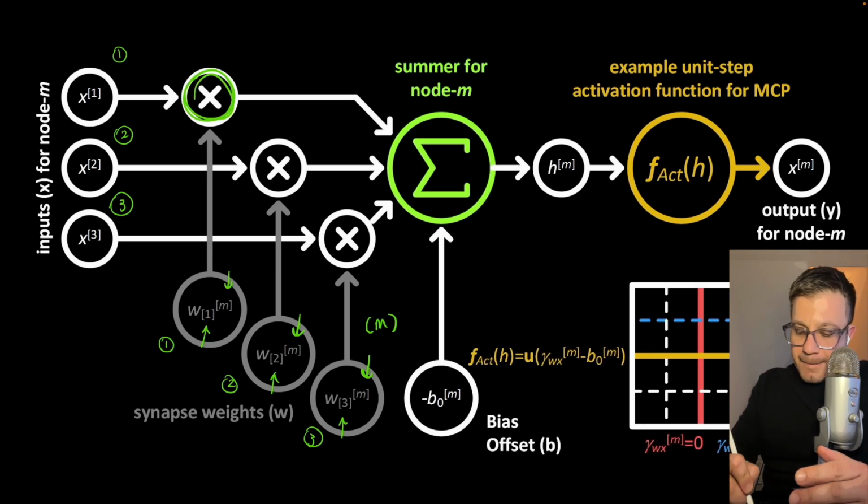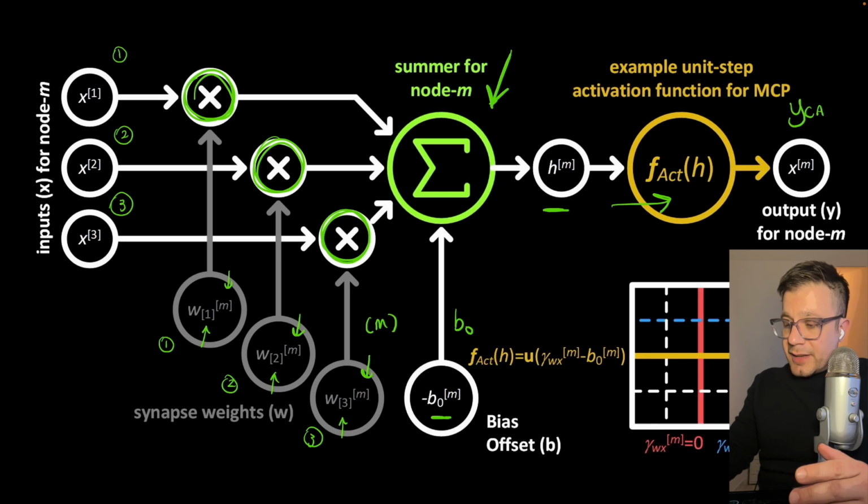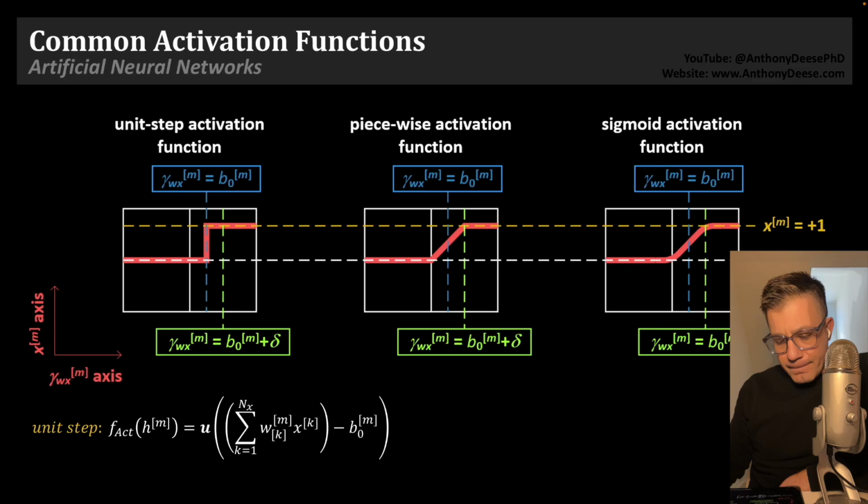So we multiply each input by its corresponding synapse weight. We then supply all 3 of those values to our summer. We can't forget to subtract out the offset bias, denoted by b sub 0. This creates the value that we refer to as h. We then supply that value to our activation function, and that spits out a value that we can refer to as y sub calc, or we can refer to as x superscript m. And we've already taken a look at this visual representation of how the unit step function works.